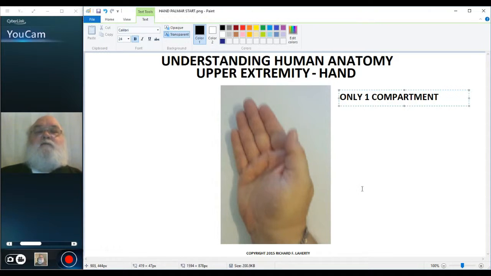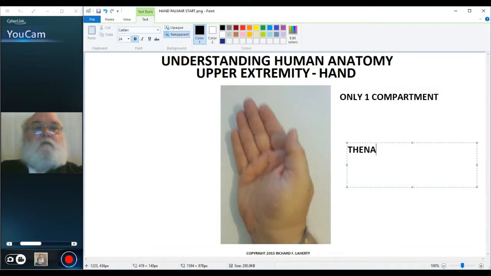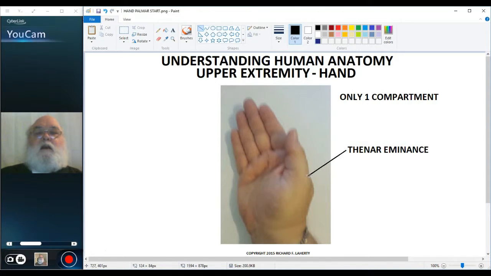Two general areas that I want you to take note of. One is this fleshy area just proximal to the thumb, right down in here. This is the thenar eminence. And the thenar eminence has a number of muscles. There are also nerves and vessels here, but it's defined by the fleshy muscles. It's an area that's quite noticeable on the hand. And there are three muscles that we find in the thenar eminence.